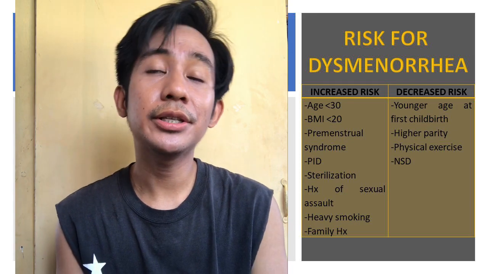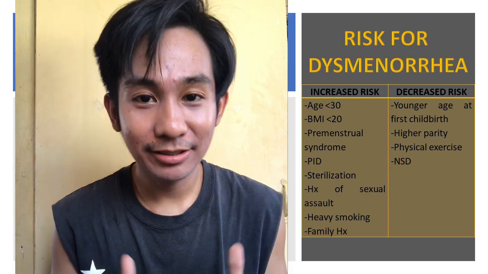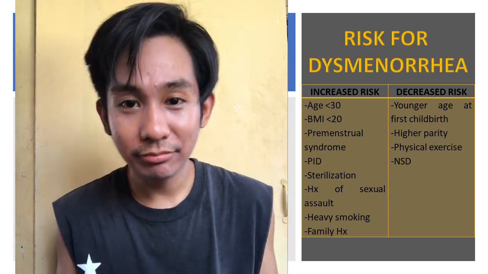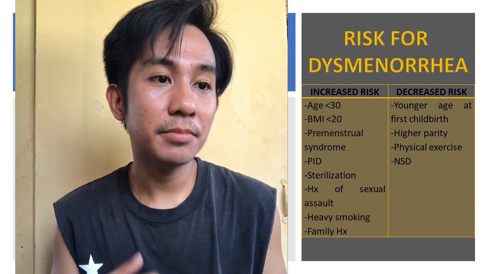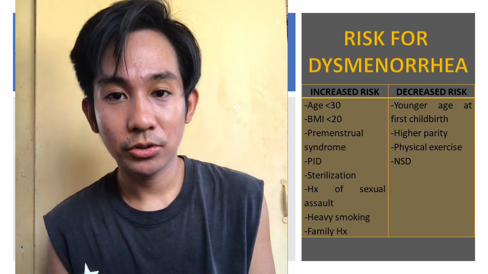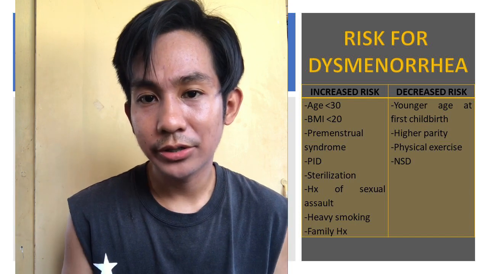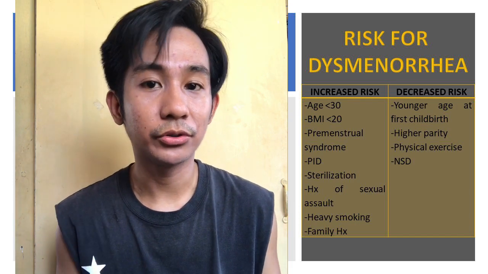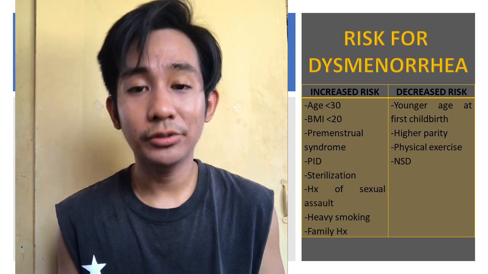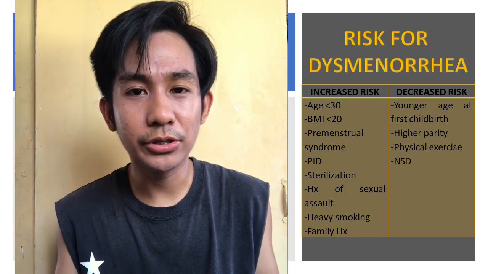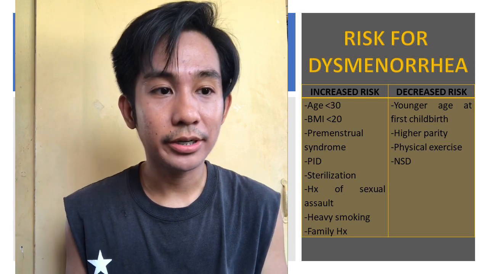Moving on to the next one, the factors which will increase your risk of dysmenorrhea are the following. If you are younger than 30 years old; if your BMI is less than 20, that means 19 and below, although 19 in Asian BMI is normal. And then you also have premenstrual syndrome, and pelvic inflammatory disease or PID. Usually these are caused by gonorrhea, Neisseria, chlamydia, and other microbes, really STI-related microbes. Also sterility, which is generally defined as the inability of couples to conceive within a specified period.